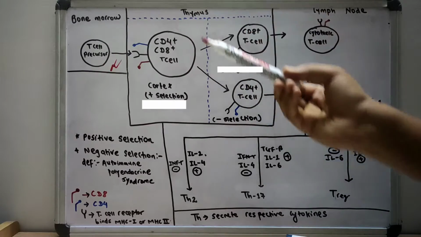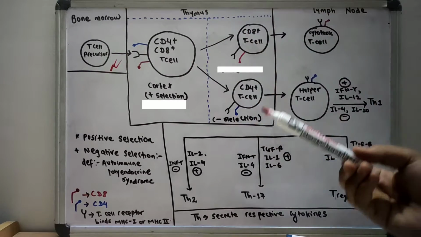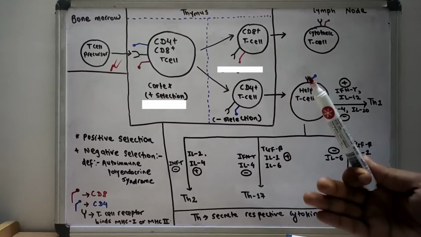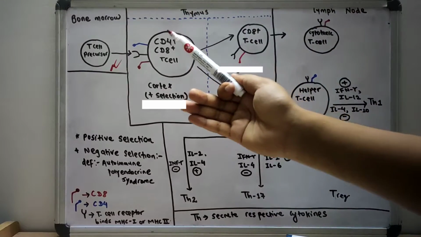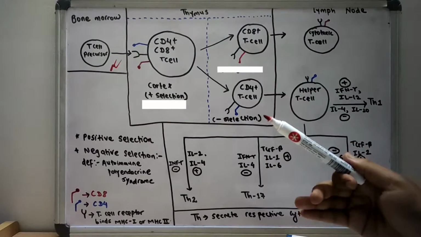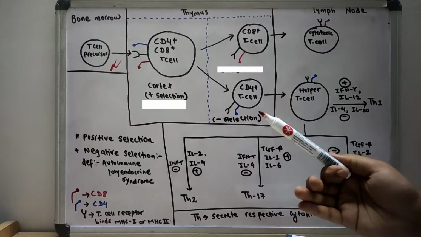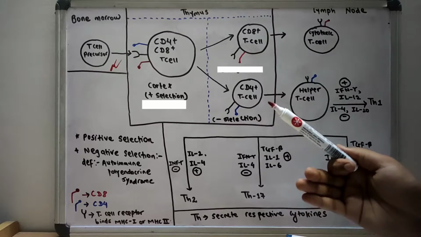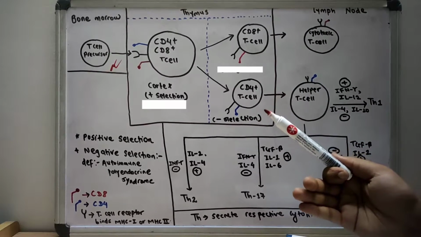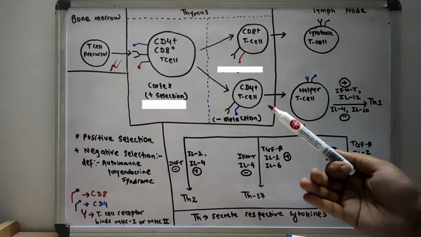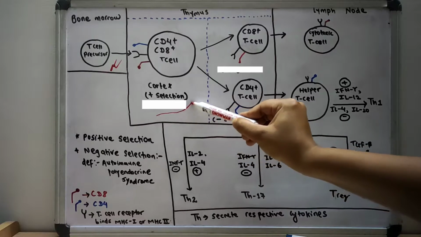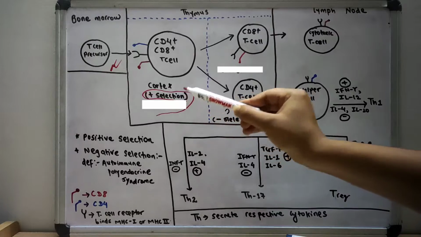This T cell precursor in the bone marrow is eventually converted into CD4 plus and CD8 plus T cell precursors in the thymus, in the cortex of the thymus. So there occurs the positive selection.